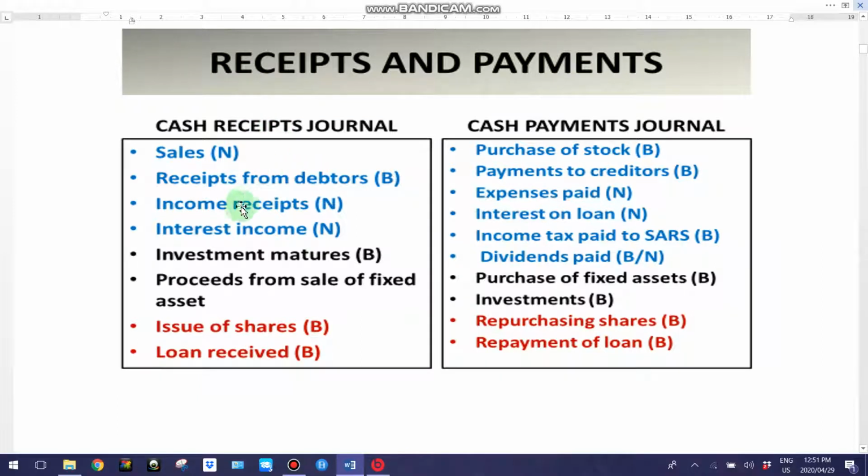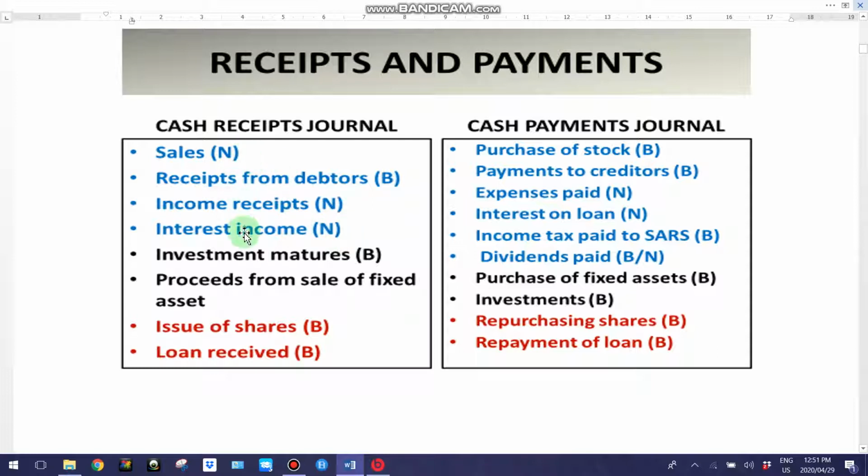Income receipts, that would be income from other sources besides sales, such as rent, commission, debts recovered, any other money that the business receives. Even if they sell an asset, they can sell assets, okay. And then you've got your interest income. If you have investments, you would get money coming into the business in the form of interest.